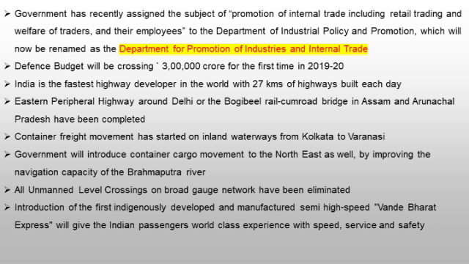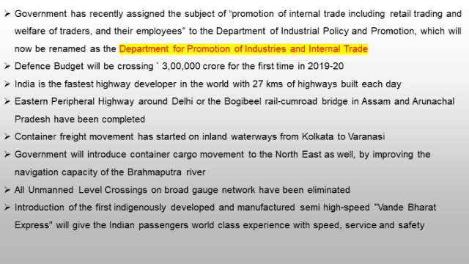The government also mentioned in the budget speech 2 important infrastructure projects which have been started recently. One is the Digital Peripheral Highway around Delhi. The other one is the Bogibeel Rail-cum-Road Bridge in Assam and Arunachal Pradesh. Many of you have followed that, so please go through those things once again. Container freight movement has started for the first time in the inland waterways from Kolkata to Varanasi, NW1, National Waterway 1. Then the government said it will introduce container cargo movement for the Northeast also.